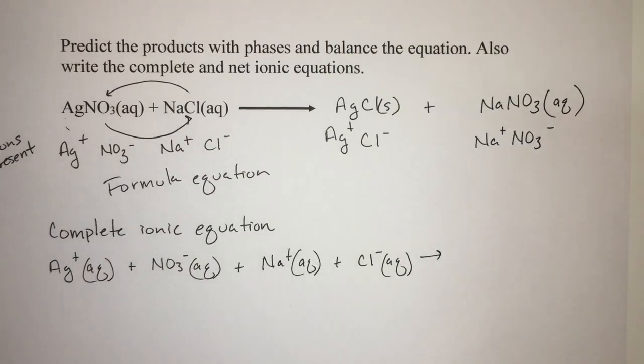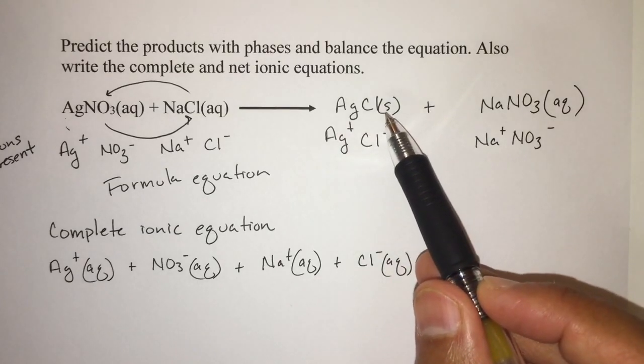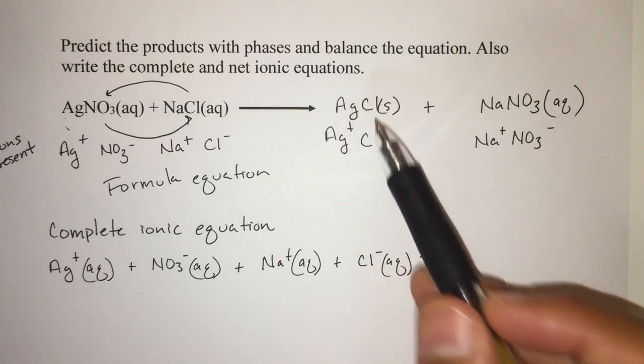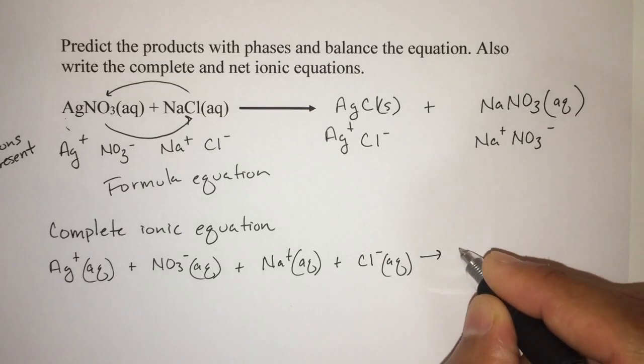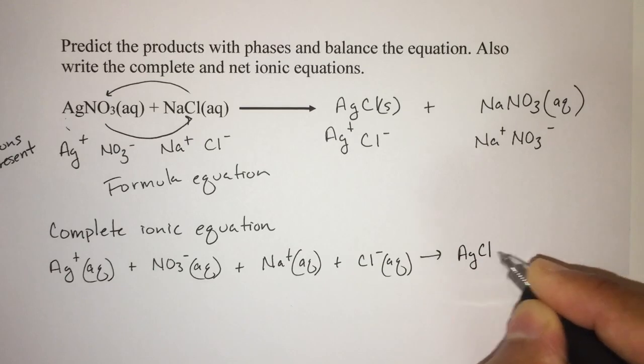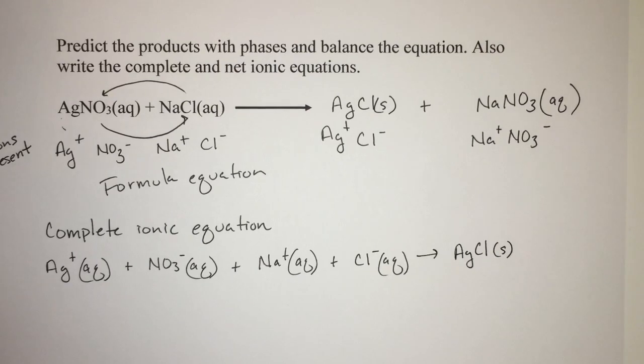On the product side, silver chloride is solid. So silver chloride does not dissociate when the solutions are mixed. Silver chloride is produced and it's in the solid phase. So for solid, we'll go ahead and leave the silver chloride together because that's the way it is in the end.